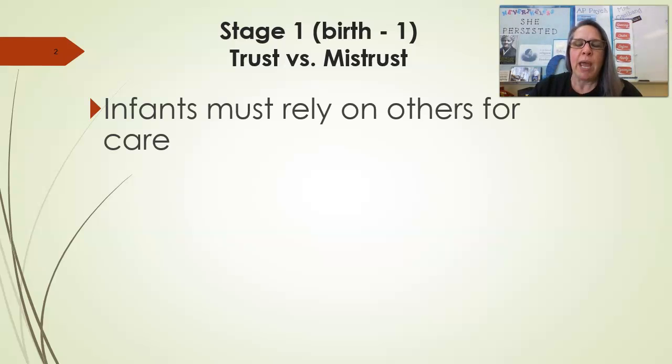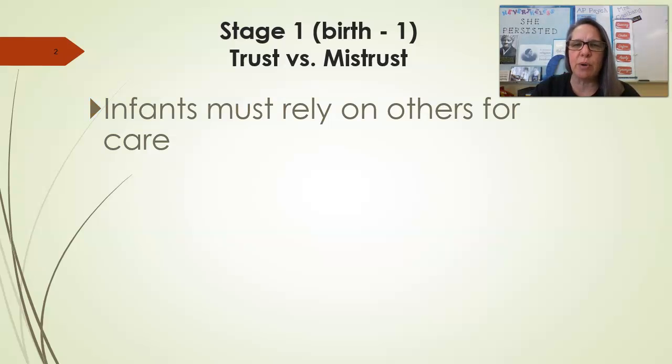Okay, so the issue here is that infants have to rely on other people to take care of them. They have to rely on their parents to feed them, to change their diaper, to make sure they're clothed, to make sure they're bathed. Okay, they count on parents, older adults, to be able to take care of them.